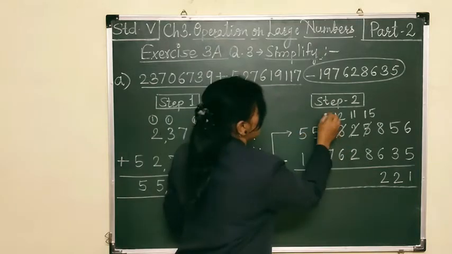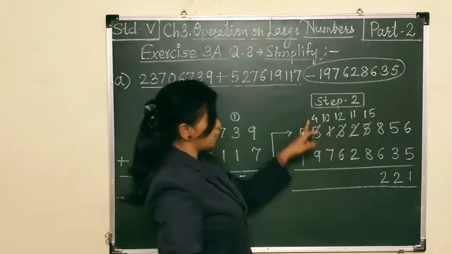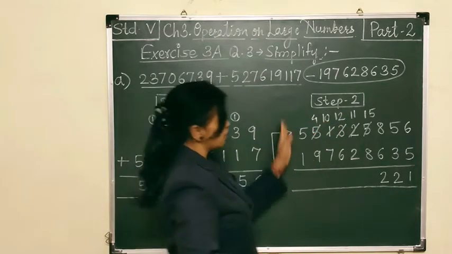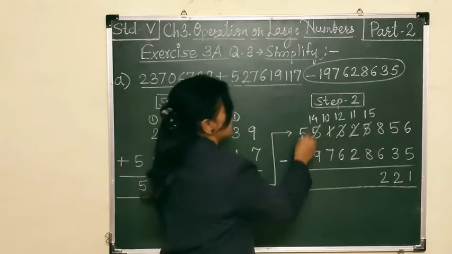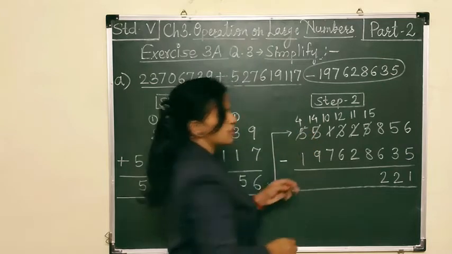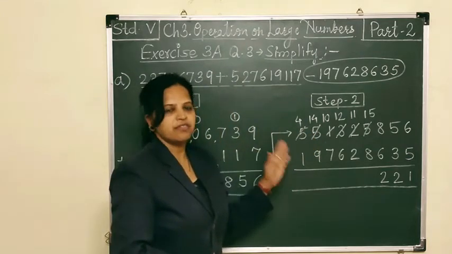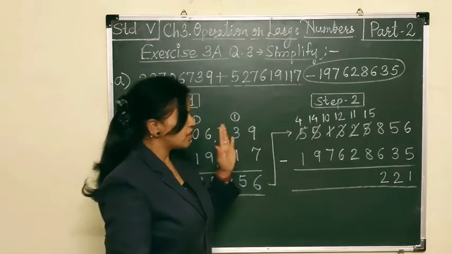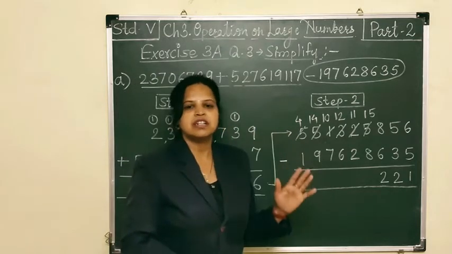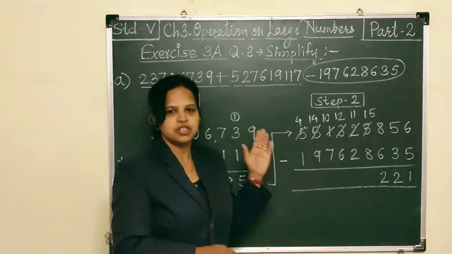So 0 will become 10. And this 5 will become 4. But from 4 we cannot subtract 9. Again we have to borrow from this 5. That is, it will become 14. And this 5 will become less by 1. That is 4. When you are borrowing from the number which is to the left hand side, it will become less by 1. Try to understand this. Maybe you have learnt it in class 2nd, in class 3rd. Only this is regarding the large numbers.